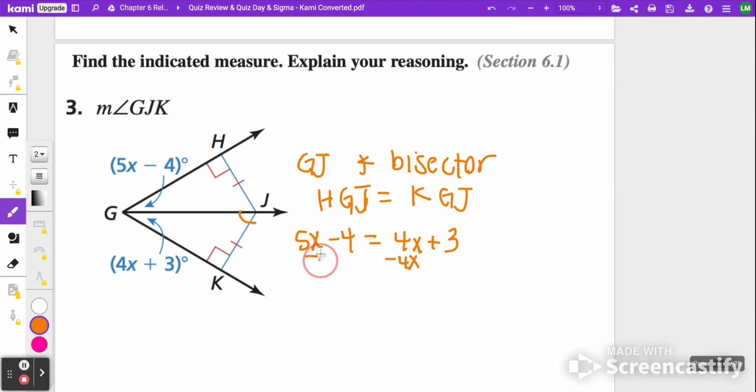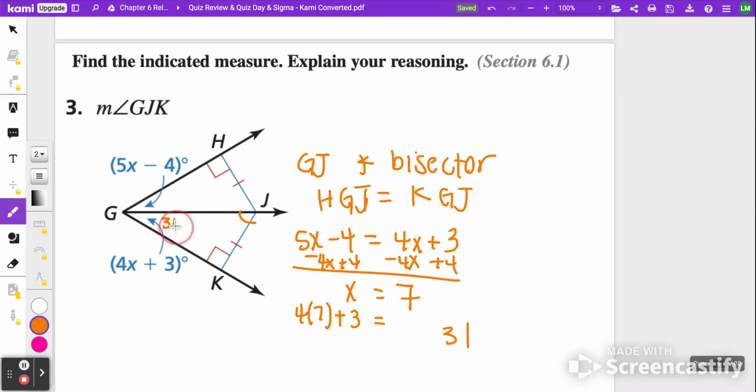I'm going to go ahead and move my x's to the left side because that gets rid of them right away. So 1x is equal to 7. So now we know x is equal to 7. You just plug it into one of those problems. 4 times 7 is 28 plus 3 is 31. So if this is 31 degrees, that's 90 plus 31, which is 121. And then you just take away from 180, and that'll give you your leftover of 59 degrees for GJK.